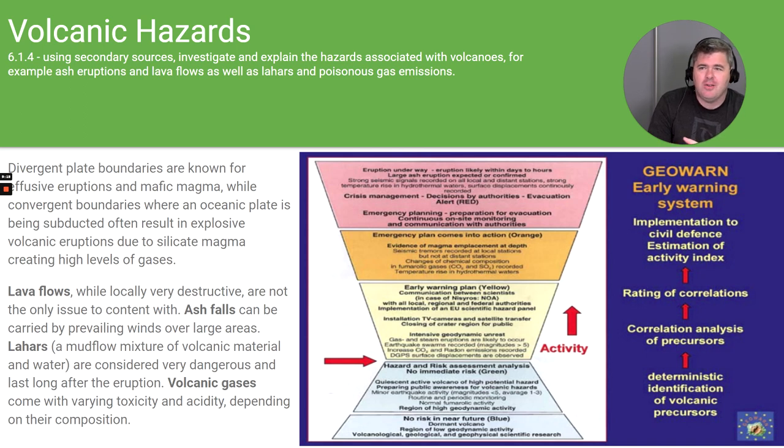Lava flows, while locally very destructive, are not the only issue to contend with. So, if you live 20 kilometers away, and there's a lava flow that's occurring, and it's going in the complete opposite direction of your house, and it's going to go straight into the ocean, and there's no roads in the way, no houses or anything like that, they'd warn people to stay away from it, but it wouldn't be a massive issue compared to something like ash falls or lahars.